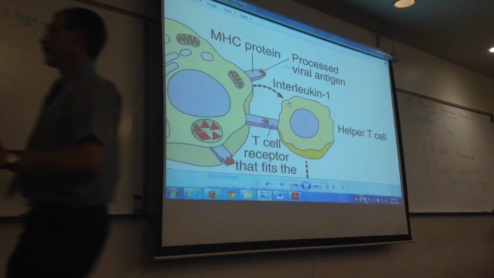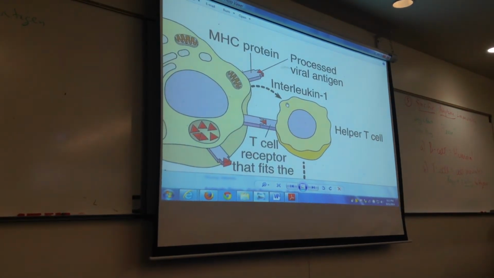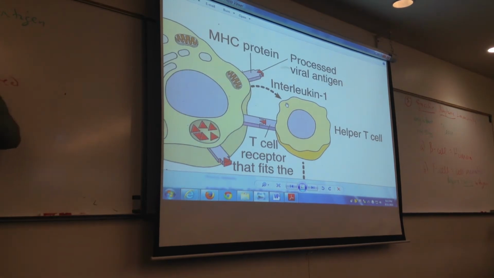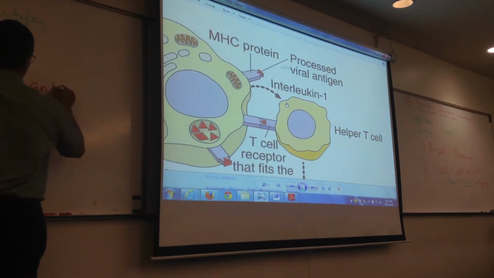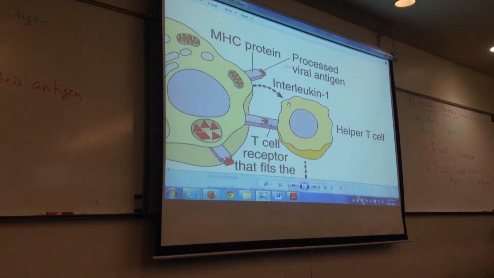Step 2. A helper T cell, that's one version of a T cell, also called the TH cell, checks the presented antigen. So this helper T cell is now going to look at, check, verify, whatever word you like, that red spot to see what it is. Because I have to learn what it is without killing myself.